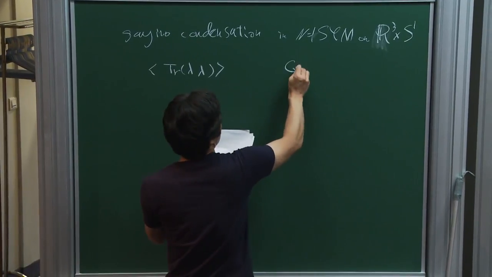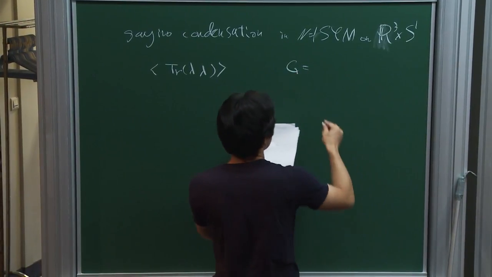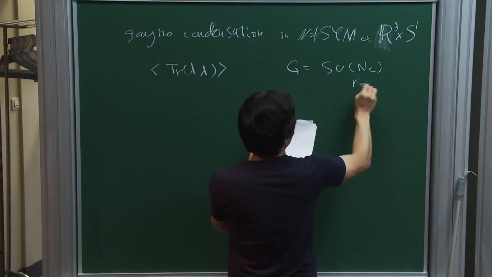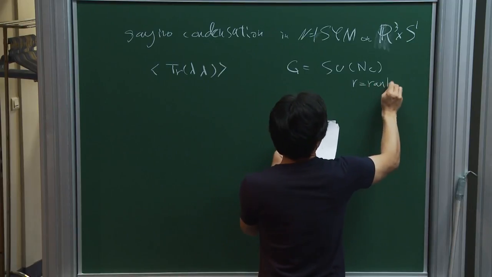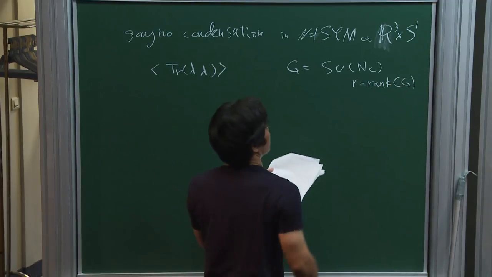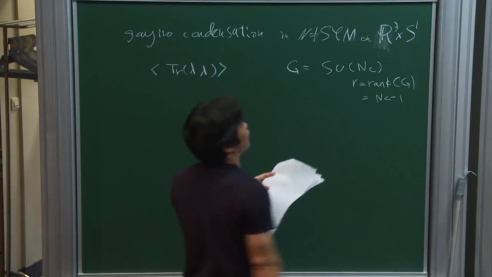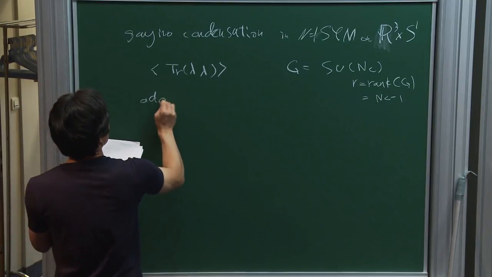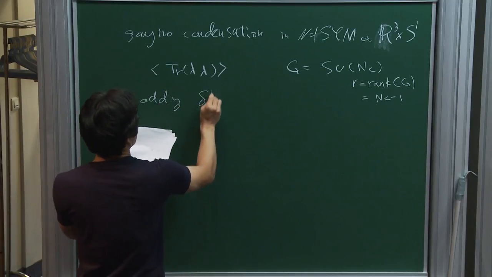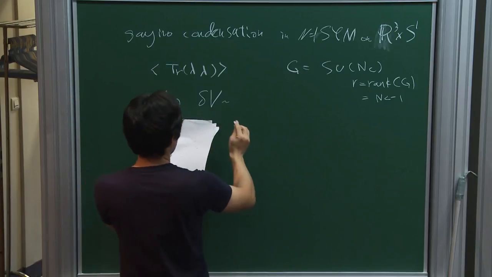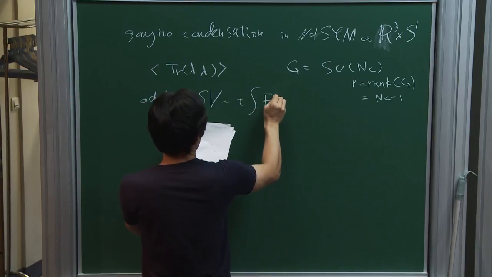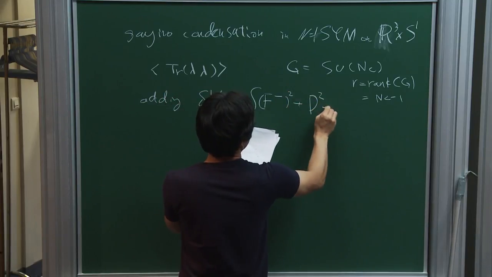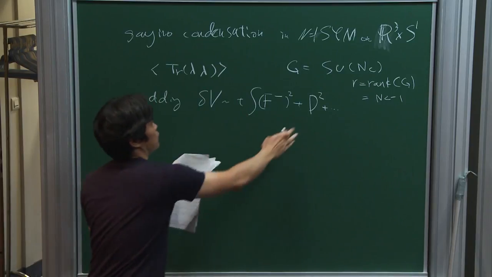Here, G can be any semi-simple algebra, but for definiteness, for the simplicity of the notation, we choose SU(N_c). And then what I said, localization is just adding these terms plus fermions. Okay.